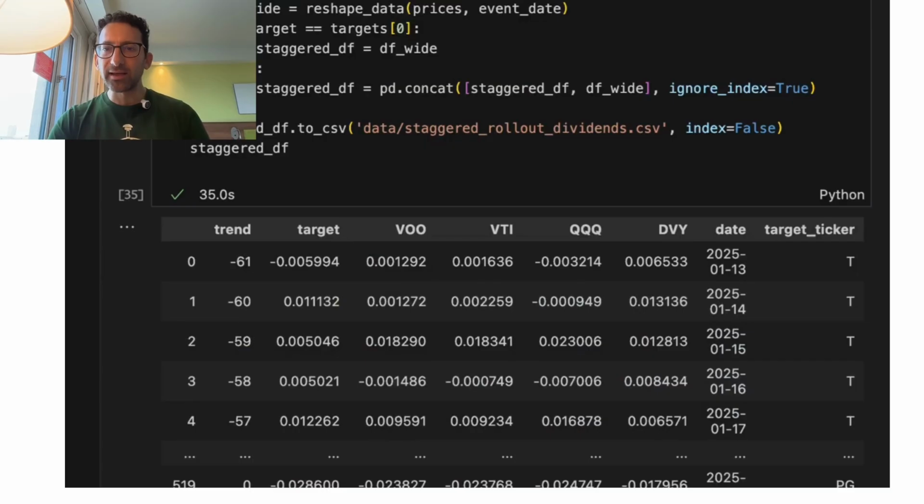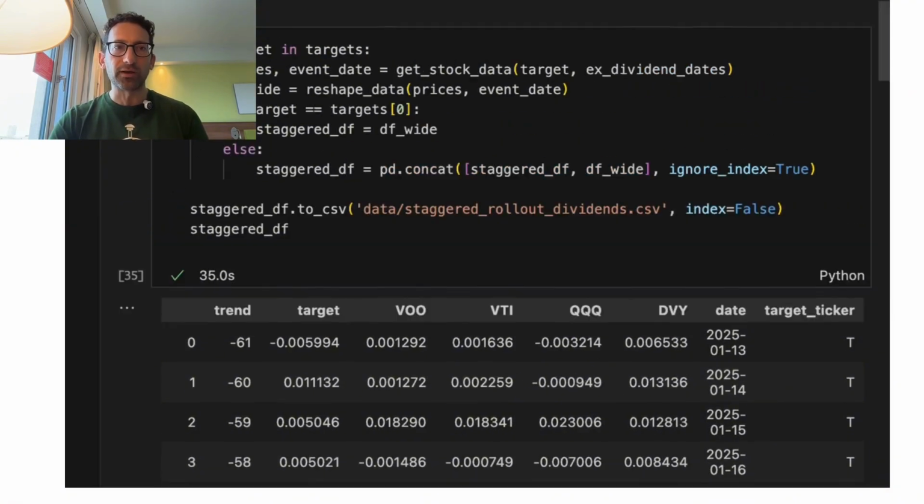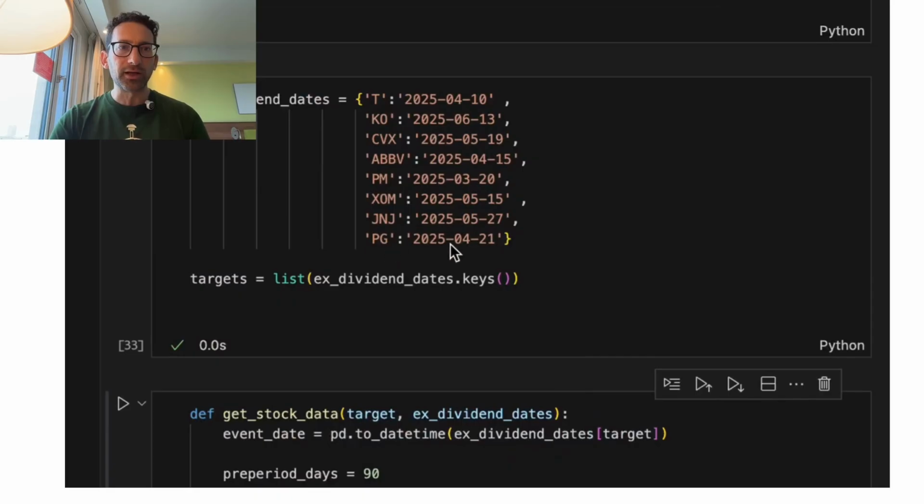And then we're going to stack them so that the trend variable in this case takes on the value zero specifically on the ex dividend date. So we can see here Procter and Gamble has trend zero on April 21st, and if we go back up, Procter and Gamble April 21st, that was exactly their ex dividend date.